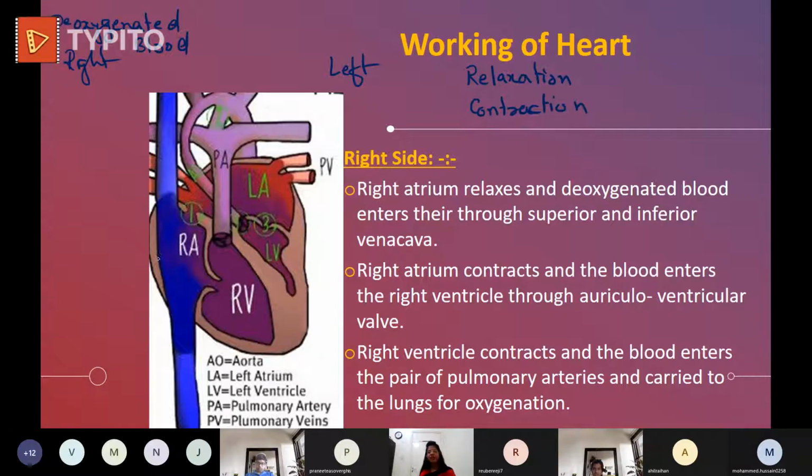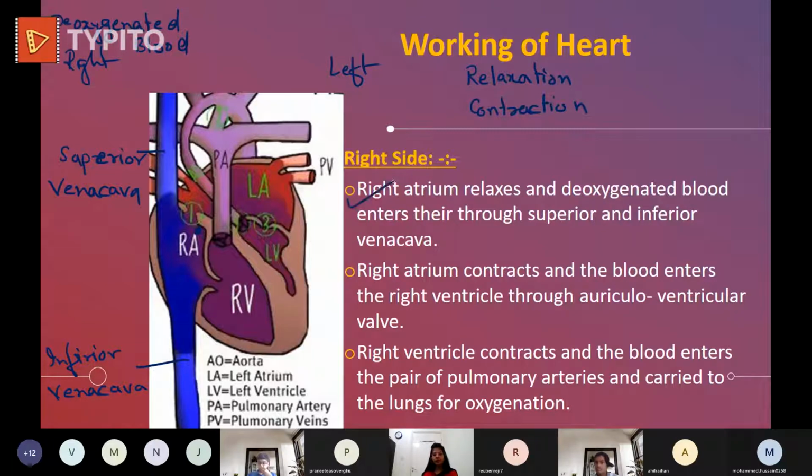First of all, the right atrium will relax, and at that time the right atrium will be filled up with carbon dioxide rich blood by the superior vena cava and inferior vena cava. I repeat, the right atrium will relax, and at that time the superior vena cava and inferior vena cava will give their blood to the right atrium, exactly here.